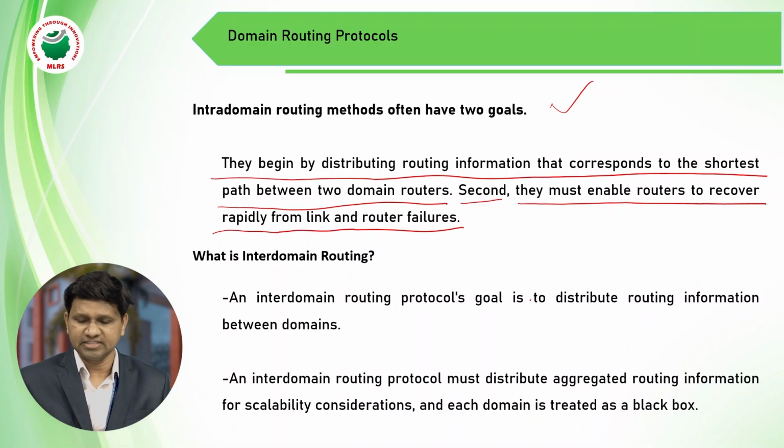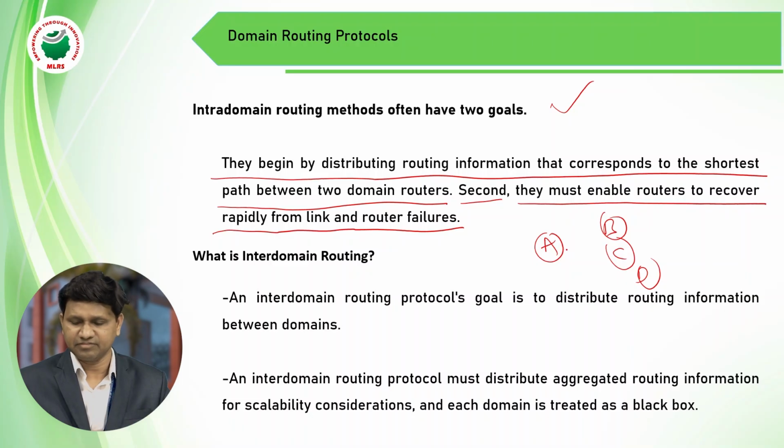The age-old story, exchanging the information. The shortest path it will check first. Suppose, for example, A, B, C, D are the devices. If you want to exchange information from A to C, it will check which one is shortest and which one is longest. The main goal of intra-domain is to check the shortest path, and if any packet is missed between source and destination, then and there itself it will recover. Rapidly, we can call it link and router failures.